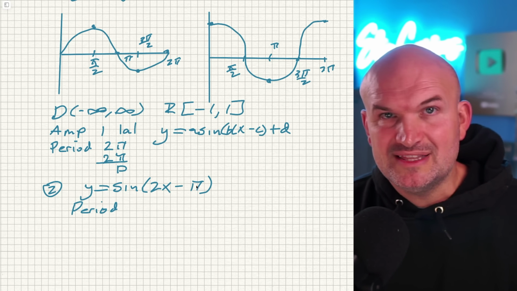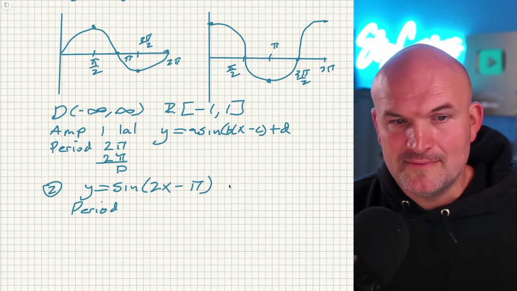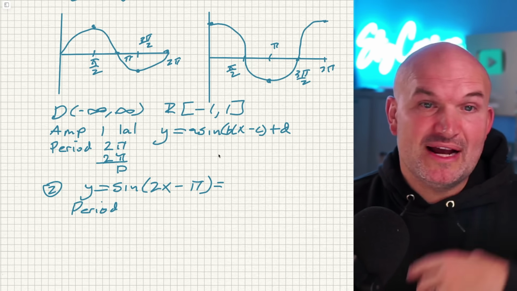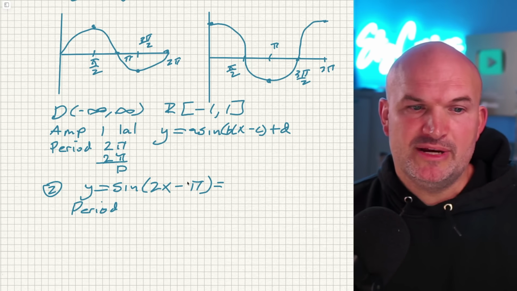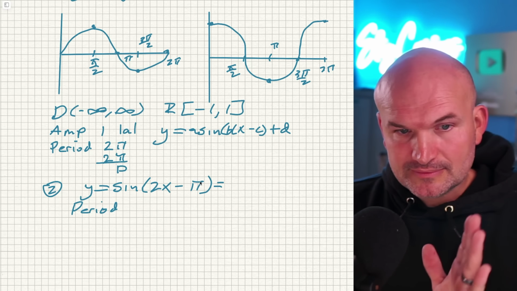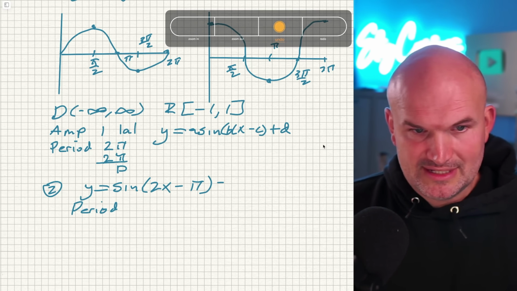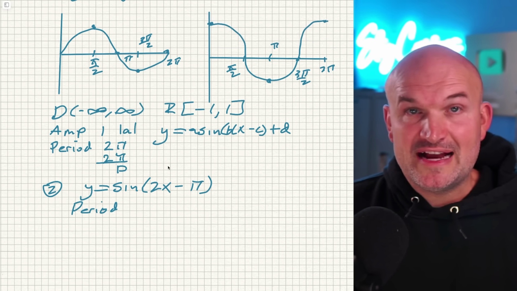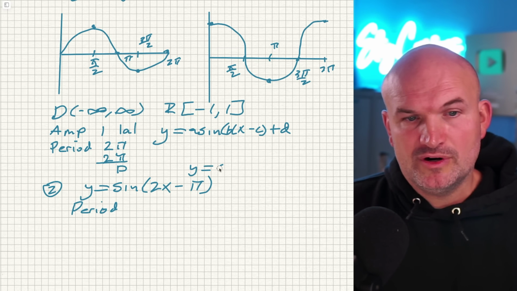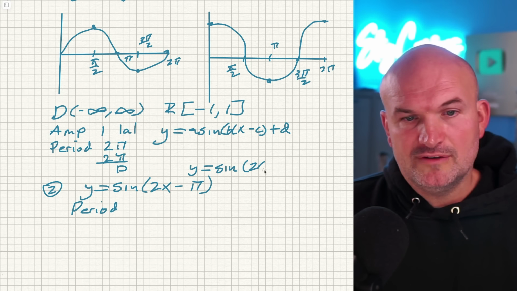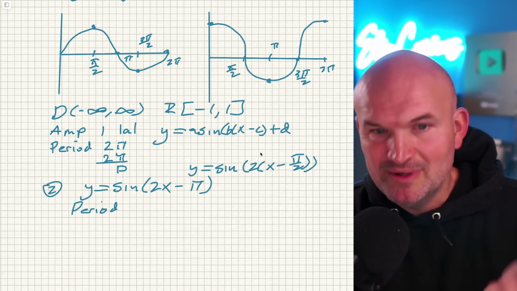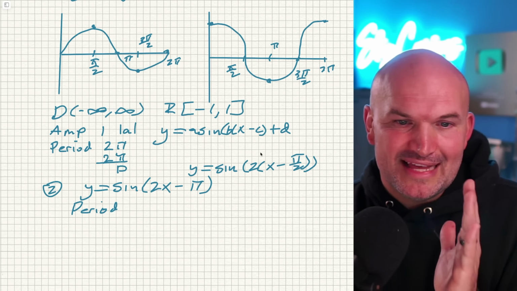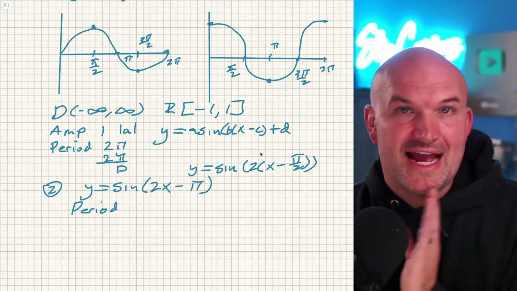Now, you might say, Ms. McLogan, this isn't in that format, and you are correct. A lot of times what I like to do is rewrite this in the correct format, so we can properly understand the transformations. What I would do is factor out this b, this 2, so it can be rewritten as sine of 2 times x minus pi halves. That's critically important because if you have an understanding of transformations, which I hope you do, you recognize that minus pi halves is going to be shifting pi halves to the right.